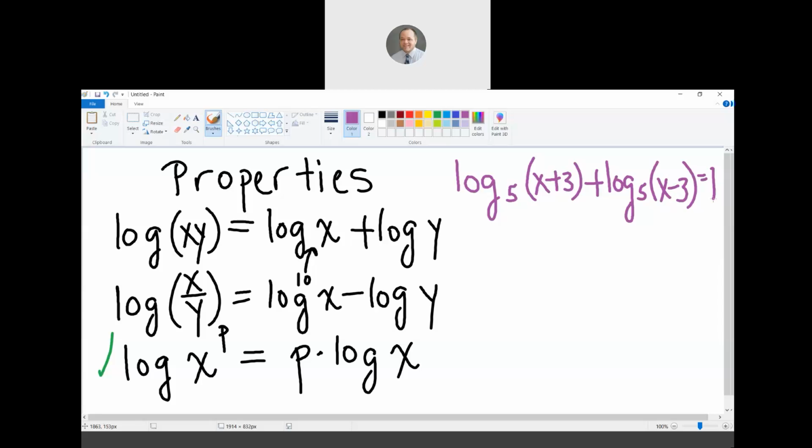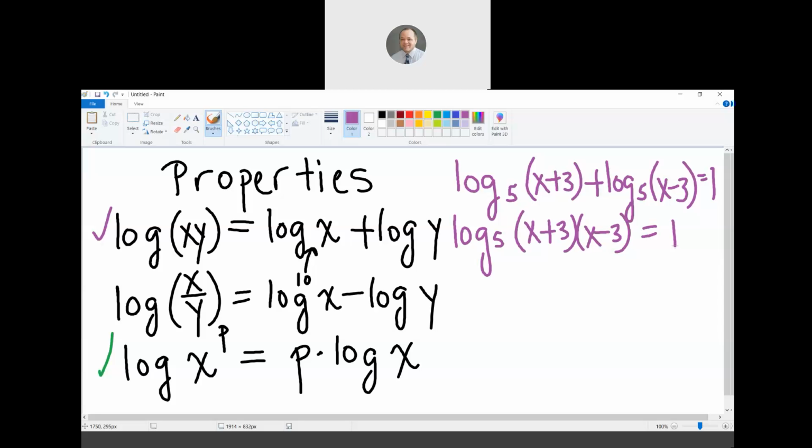Now this is a little different. Our log is already expanded, but we need to condense it into a single log. So we'll use the first property here and rewrite our equation as multiplication. So log base 5 of x plus 3 times x minus 3 equal to positive 1.